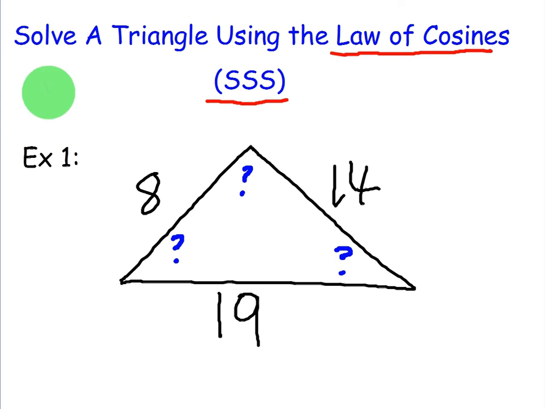What happens when you're given a triangle and you're given all the sides but none of the angles? Well, you can't use law of sines. You have to know at least one angle to use the law of sines. So this leads us to the law of cosines. You can use the law of cosines whenever you're given three sides of a triangle. That way we can solve for these angles.